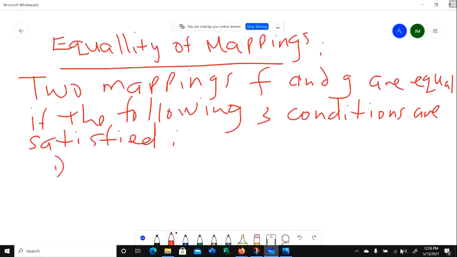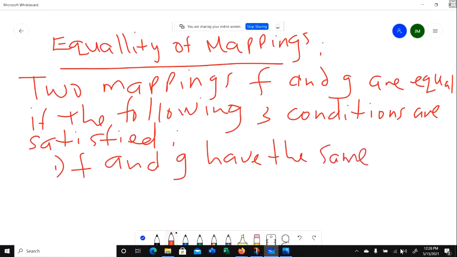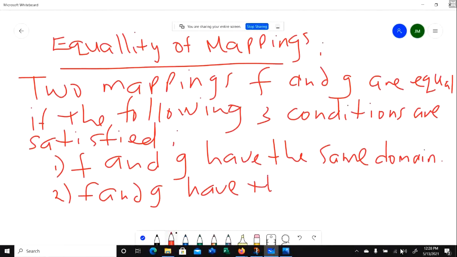Condition number one is that F and G have the same domain. They share a domain, so both of them are mappings from the same set X. Two, they have the same range. They are mapping to the same range. So F and G have the same range. So we have defined this terminology.